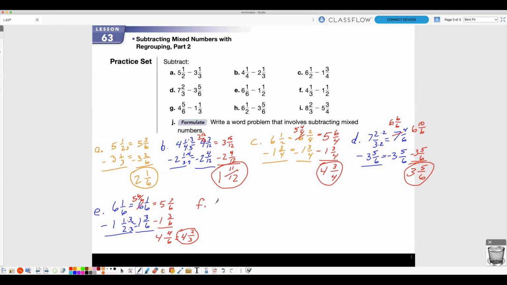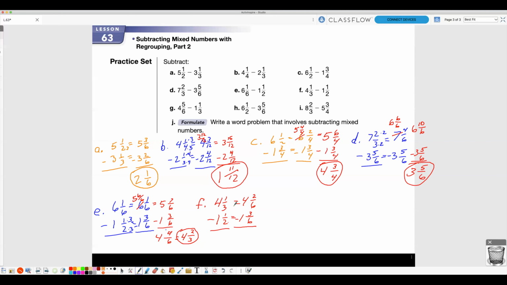If you have 4 and 1/3 minus 1 and 1/2, you can now change both of those into denominators of 6. This one would be 4 with a denominator of 6. This would be times 3. This one would be times 2. So you subtract that. You can see that we'd have to regroup that.